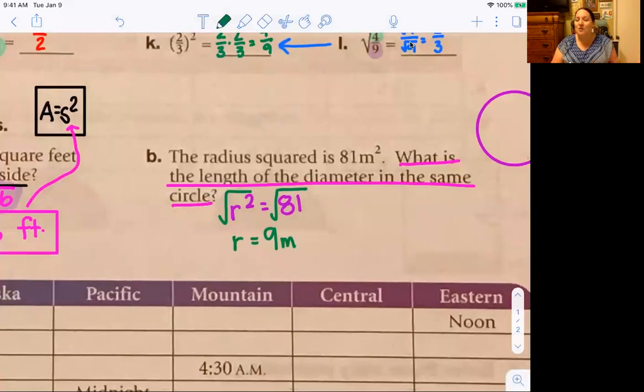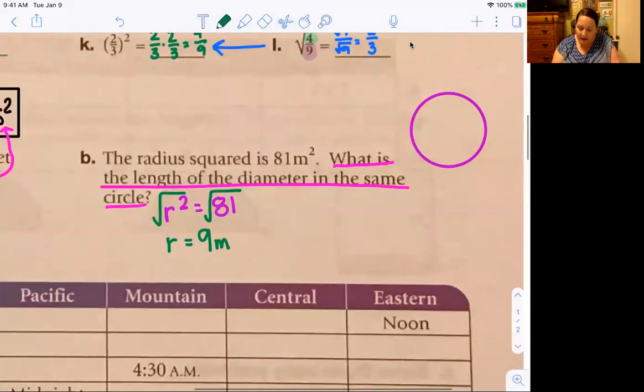The question says, what is the length of the diameter in this circle? In this circle, we found that the radius is 9 meters. How do we find the diameter again? We double it. Good. So we're going to take 9 times 2, which is 18. 18 meters is our diameter.